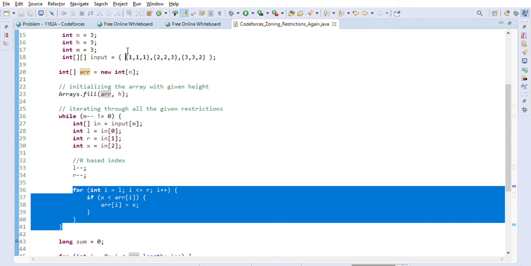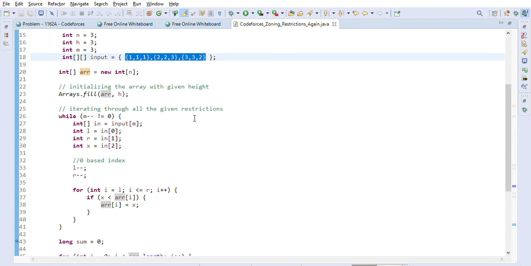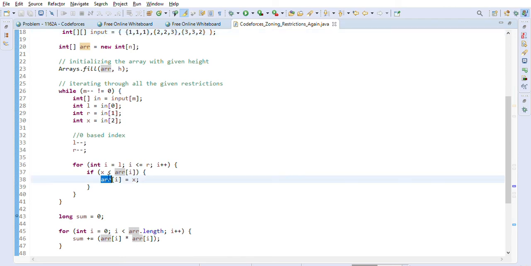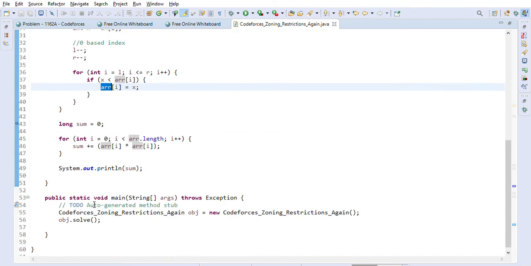So we will go through all these zoning restrictions and appropriately give the height to our array, the maximum height that the zoning restriction allows. After that, our array is populated with the correct heights. Then we'll create one variable sum and loop through all the array elements, calculating the sum using array of I into array of I, because this is the square of the height. We add it into sum and print the sum at the end.